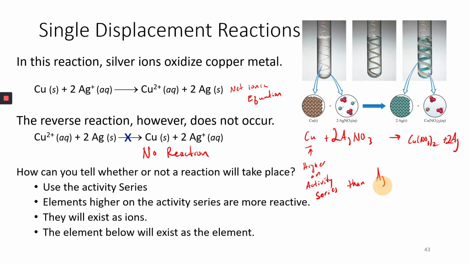So you have to compare copper and whatever it's replacing, silver. And for the reaction to occur, the single element has to be higher on the activity series than the one in the compound. Okay, the element higher on the activity series will be more reactive, and they will end up existing as ions when the reaction occurs. The element below will end up being an element.